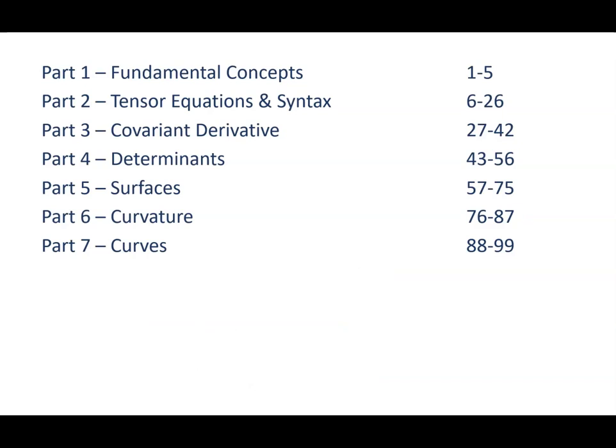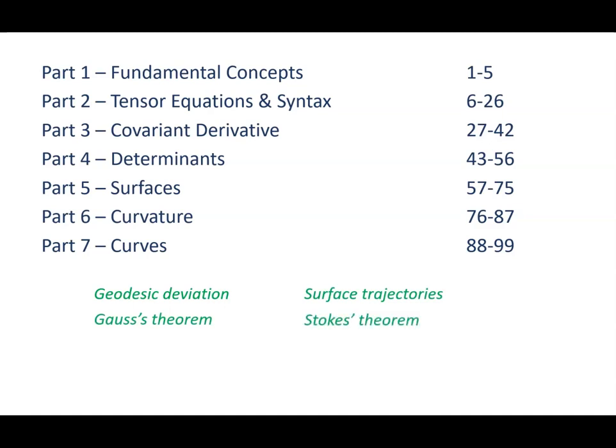Now, there are a number of additional topics that you may want to research on your own. These include geodesic deviation, surface trajectories, Gauss's theorem, Stokes' theorem, and moving surfaces. I chose to skip these particular topics because they're just a little bit beyond the introductory level. Instead, I want to conclude the series with a very brief introduction to the topic of Riemannian geometry.